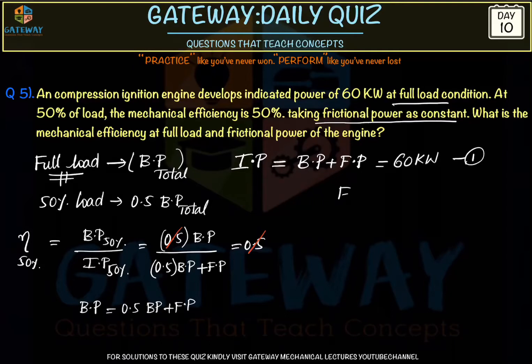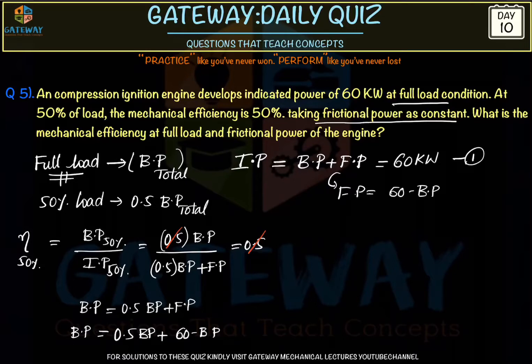We don't know FP here, so from this equation, FP can be written as 60 minus BP. So BP is equal to 0.5 BP plus 0.5 times, and that FP value is 60 minus BP.